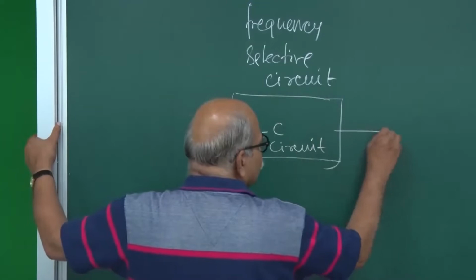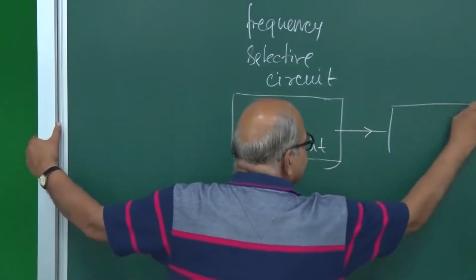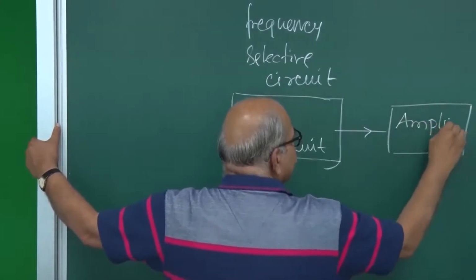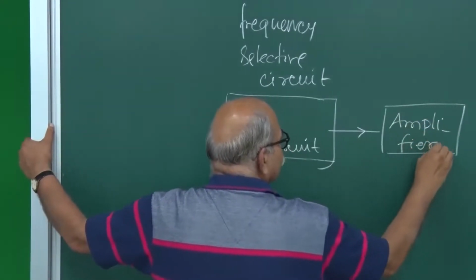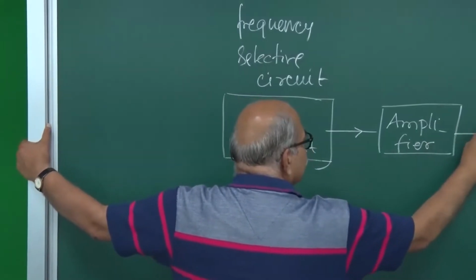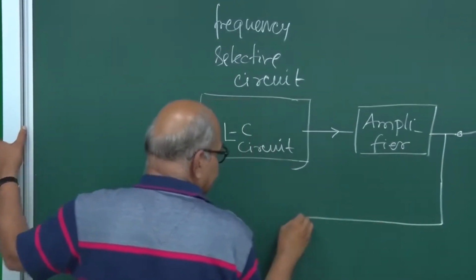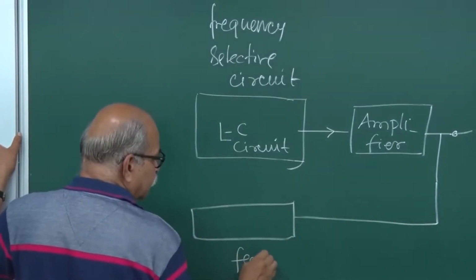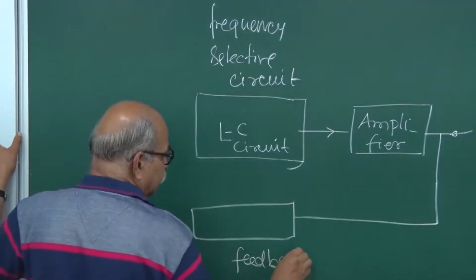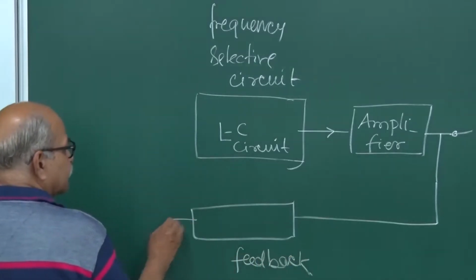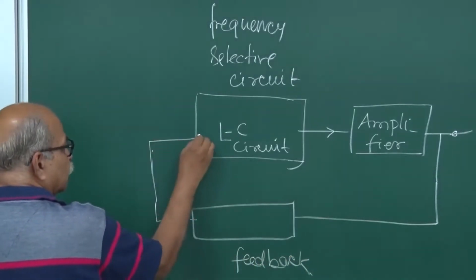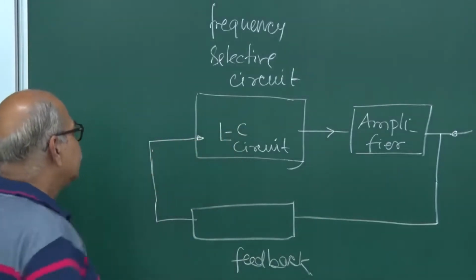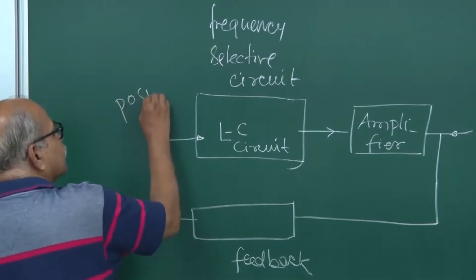And then the voltage goes to an amplifier, and this is where the transistor comes into the picture. This goes to an amplifier, and then from the amplifier you take your output also, and then you have a feedback mechanism. And this feedback circuit then gives signal. Whatever is lost here is compensated here, and therefore a positive feedback.